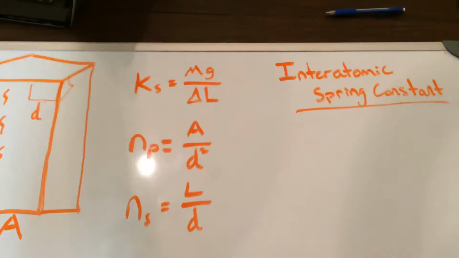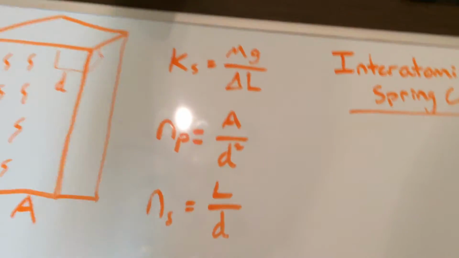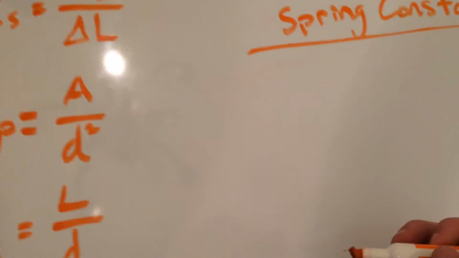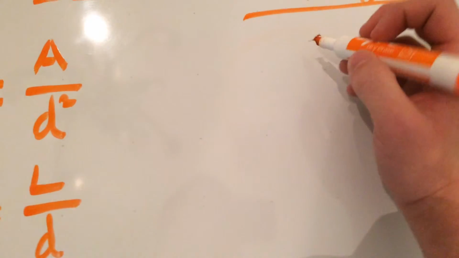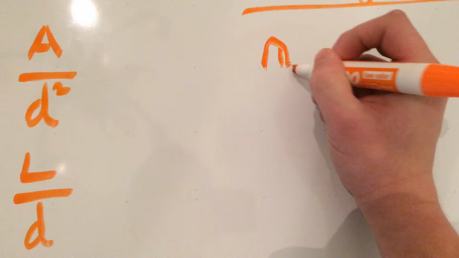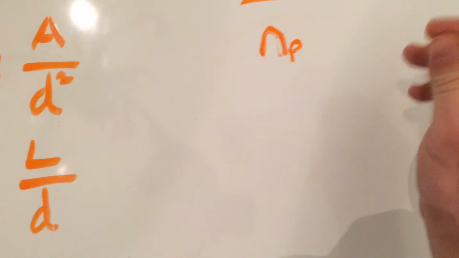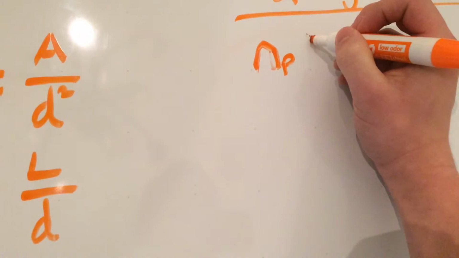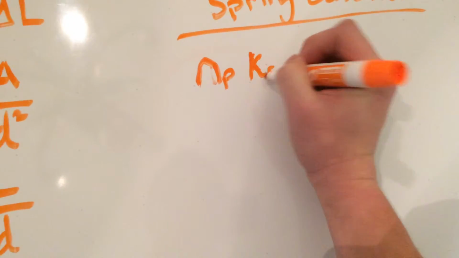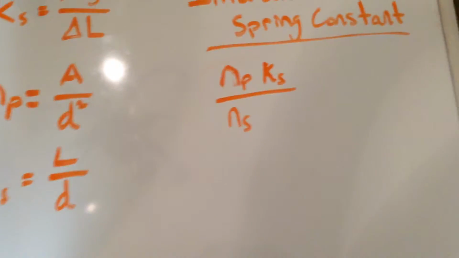So since the number of springs in parallel is stronger than the number of springs in series, we can write the spring constant as so. Number of springs in parallel multiplied by the spring constant over number of springs in series.